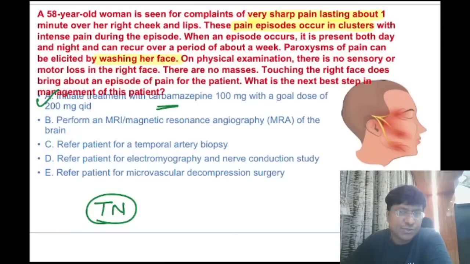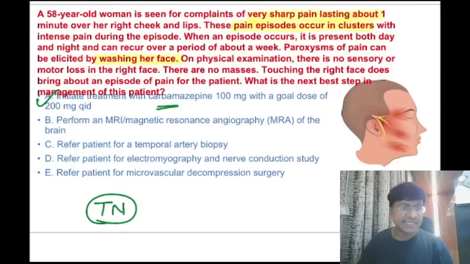At this point, you should also know the alternative drugs. Carbamazepine is definitely the drug of choice, and if carbamazepine is not effective, you need to give oxcarbazepine. And if the individual is not responding to carbamazepine or oxcarbazepine, then you need to give baclofen and lamotrigine. Those individuals who are refractory or intolerant to carbamazepine and oxcarbazepine, in them you need to give baclofen as well as lamotrigine.